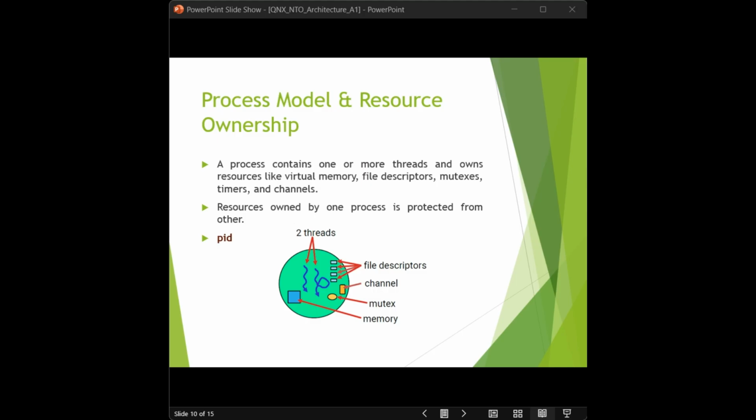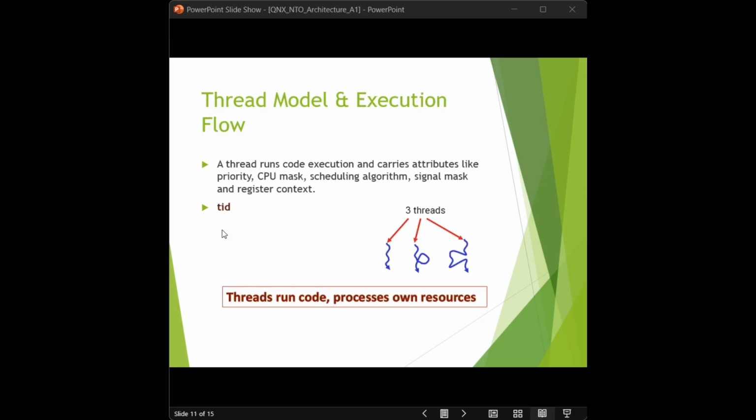So we will see something about the process model. The process is basically called a container of resources. It owns memory, file descriptors, timers, and communication channels. Each process is identified by a unique process ID, which is called PID. Each process operates independently and securely. We have one more component called a thread. A thread is a unit that executes code. So the threads run the code, and the process manages the resources.